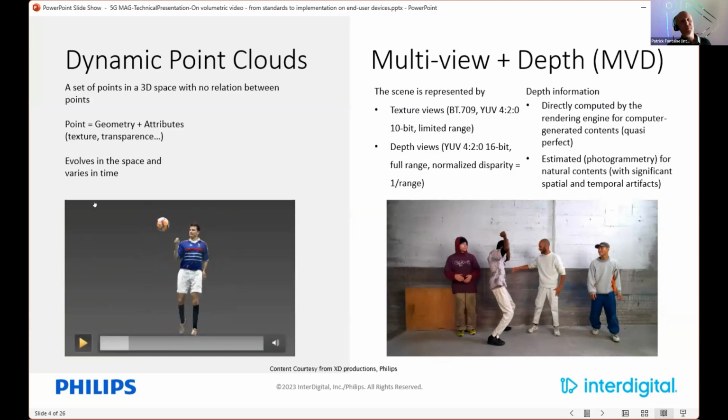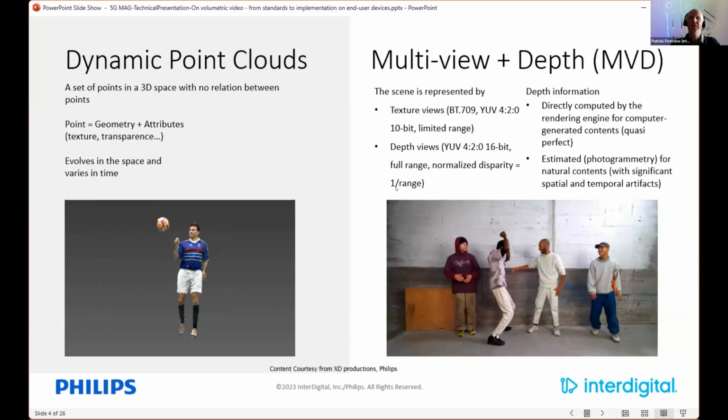If I move on to the format, this one is called dynamic point cloud. Each frame is represented by a list of points, which are points in the 3D space without relation between them. And each point has a position, a geometry, and attributes. The attributes can be a texture, transparency, and then they evolve in time.